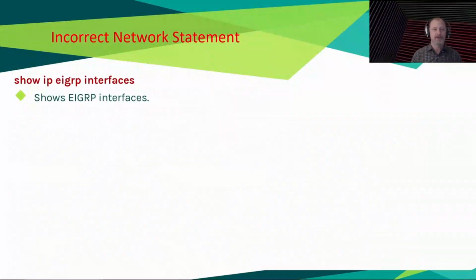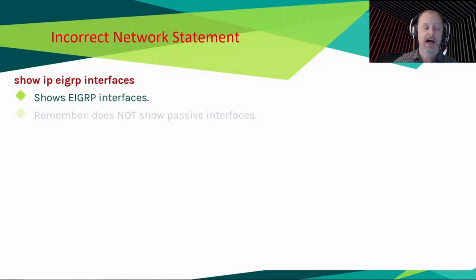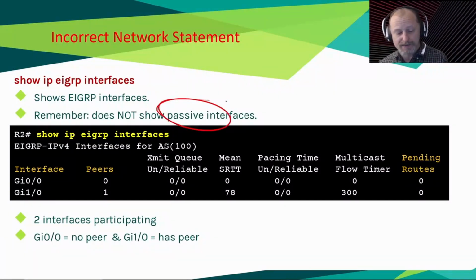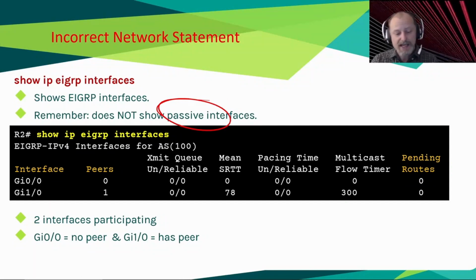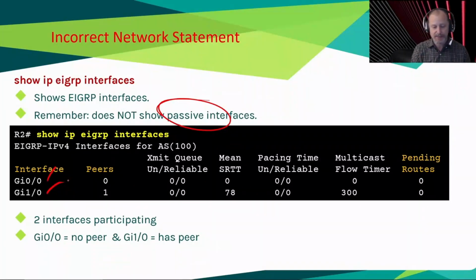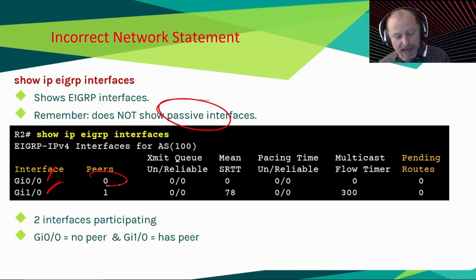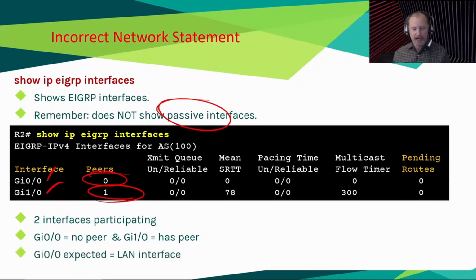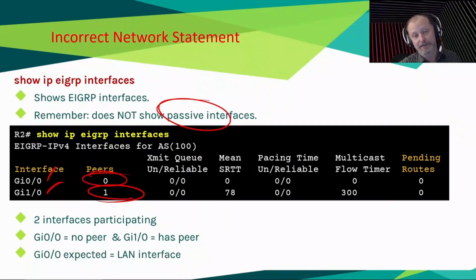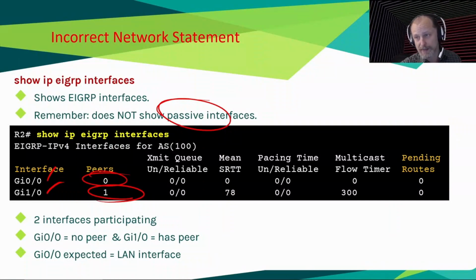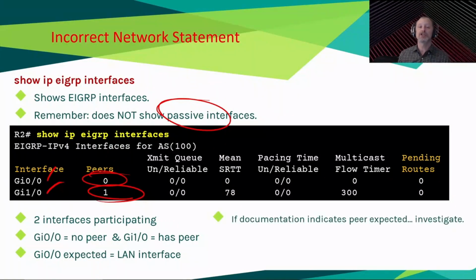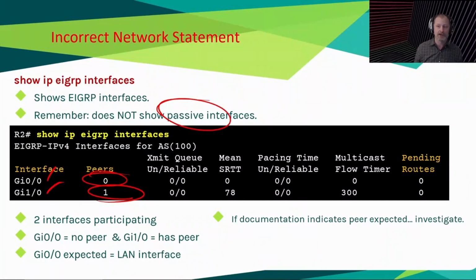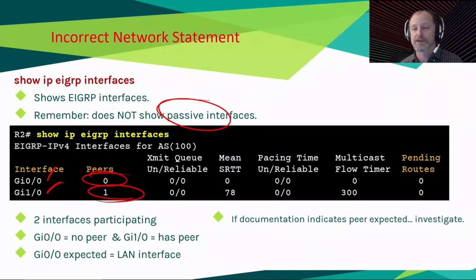Incorrect network statement. If you do a show EIGRP interfaces, this will tell you what interfaces are participating. Keep in mind this does not show passive interfaces. All right. So in this case we have two interfaces participating. Okay, gig 0/0 has no peer, and gig 1/0 does. Okay, if gig 0/0 happens to be a LAN interface, then this behavior would be expected. Okay, but if our network documentation indicates that there should be a peer there, then you're going to need to drill down a little further and see what the problem is.